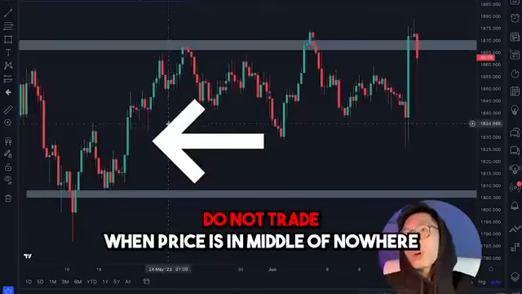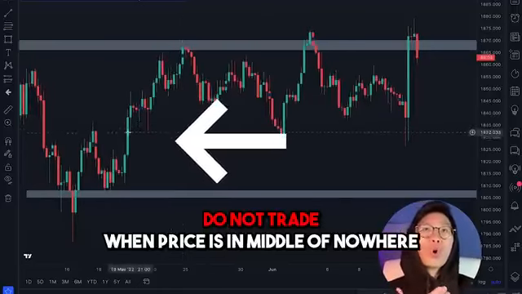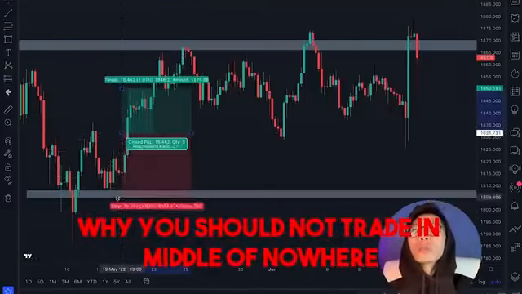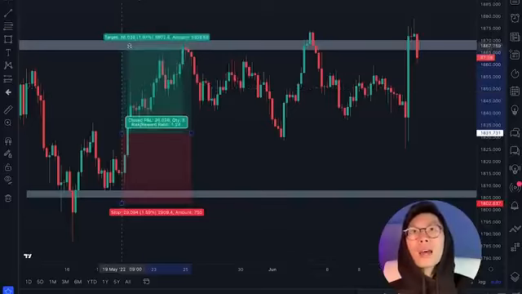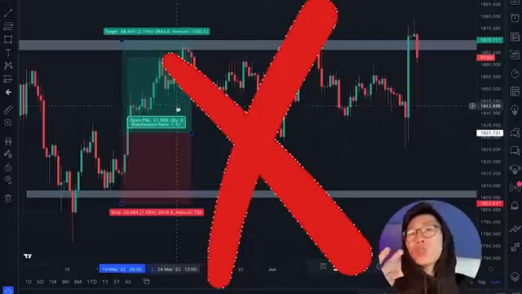Because you do not want to get in the middle of nowhere, alright? Do not get into the trade in the middle of nowhere. So let's say you get in for a buy somewhere around here, your stop loss is below here, and then you take profit at this key level. Then guess what? That is a 1 to 1 risk to reward ratio, and that's not worth it.